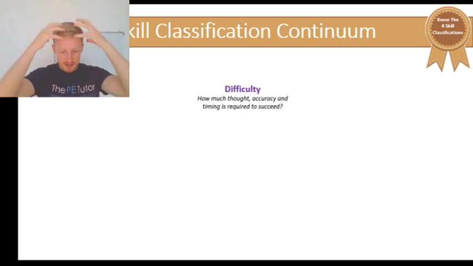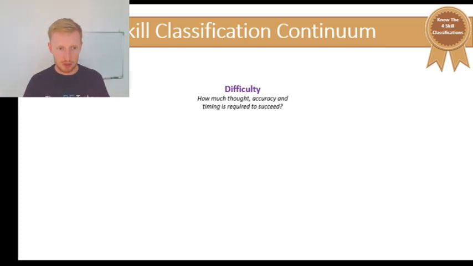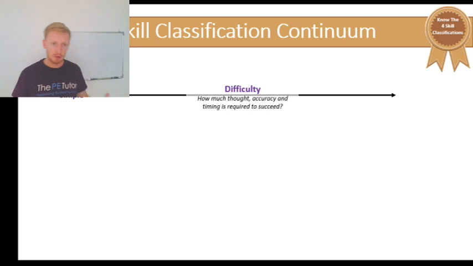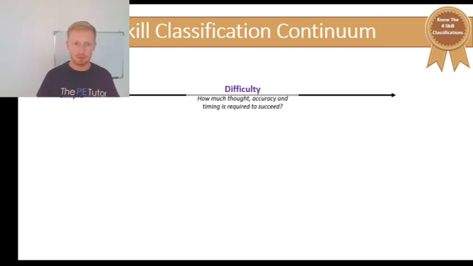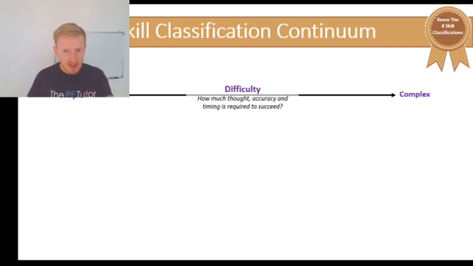How difficult is it to actually convert that thought into action? And we've got two ends of the spectrum. We've got simple: not a lot of thought, not a lot of accuracy, not a lot of timing involved. It's over quite quickly perhaps. Or we've got complex: more thought, more attention to detail, more things going on in different directions at different speeds. It's more difficult to transfer from a thought into an actual movement.